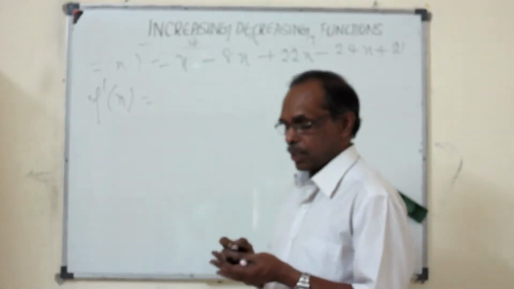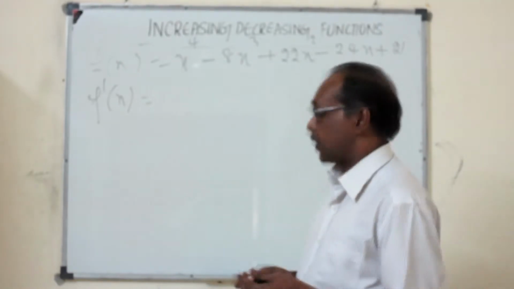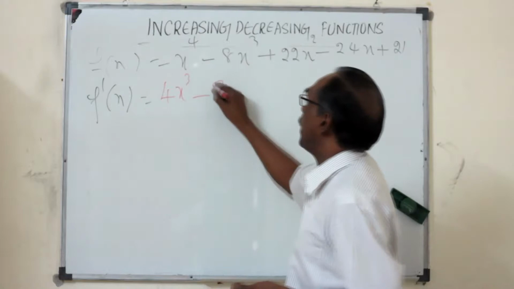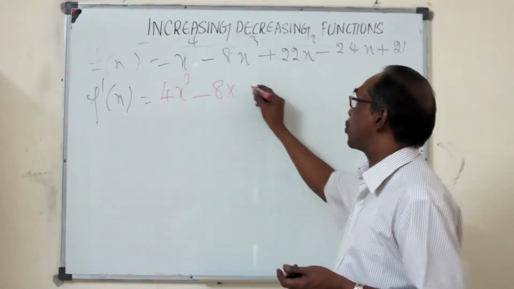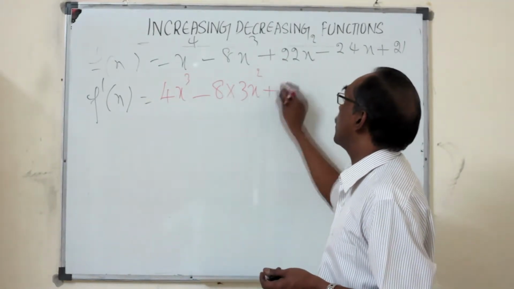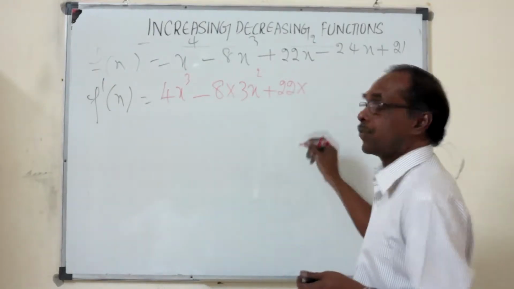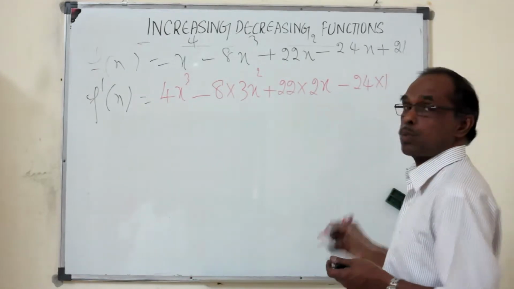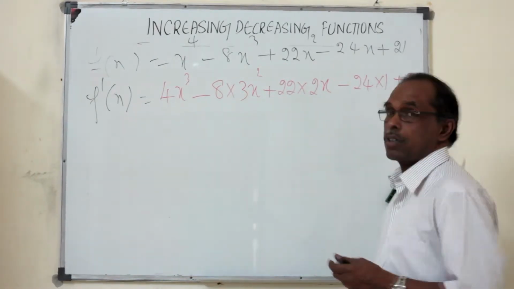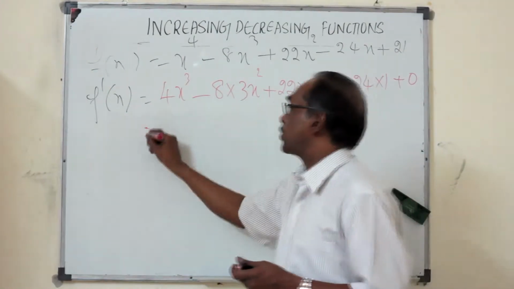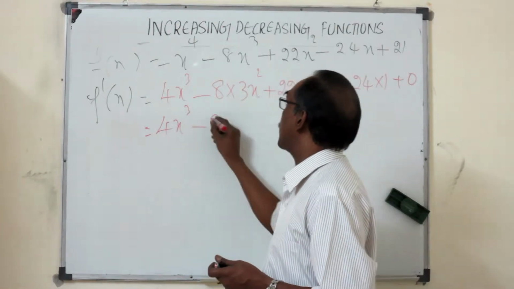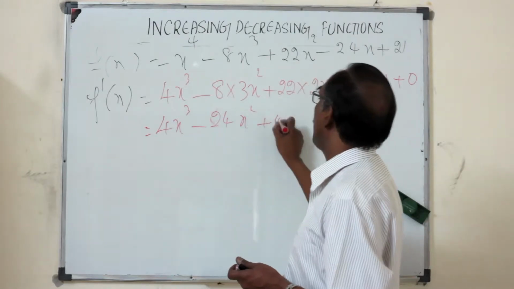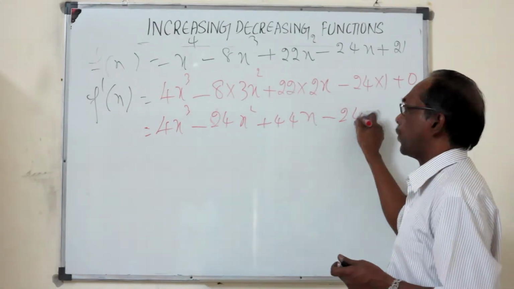What is f dash of x? X raised to 4, differentiate it. So we will be getting 4x cubed minus 8 into differentiation of x cube, which is 3x square, plus 22 into differentiation of x square, which is 2x, minus 24 into differentiation of x, which is 1, plus differentiation of a constant, which is 0. That is equal to 4x cube minus 24x square plus 44x minus 24.